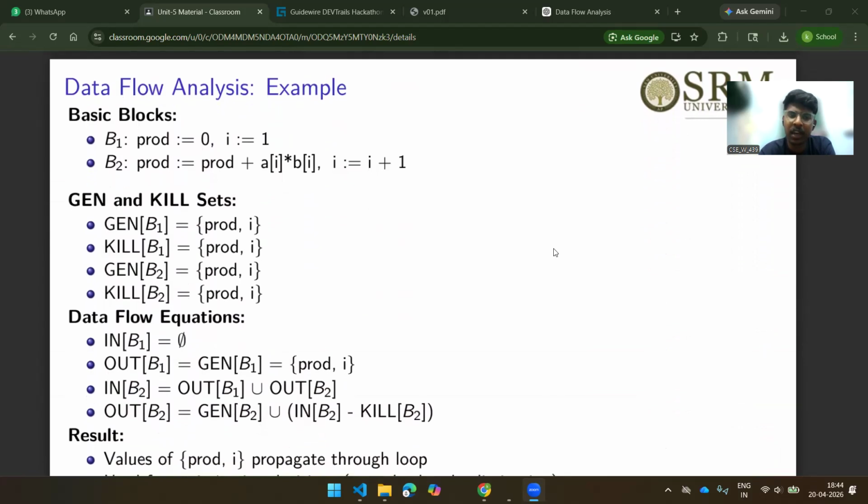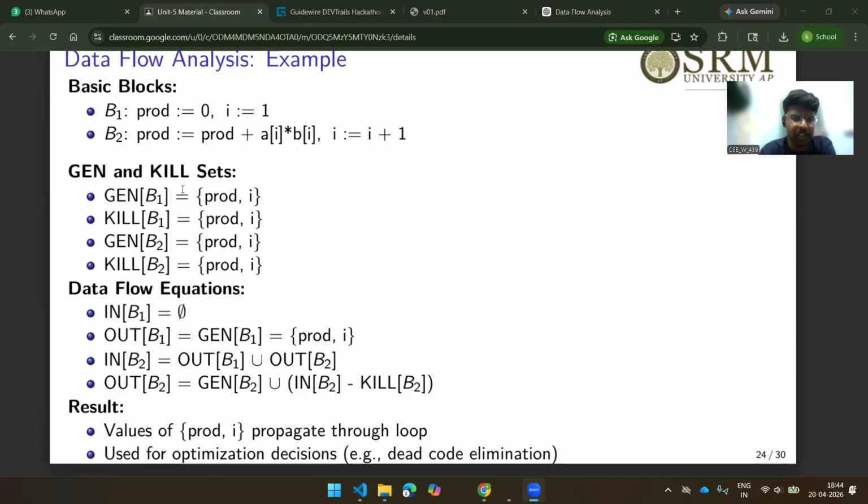So here we have two basic blocks forming loops. Both blocks modify prod and i, so they appear in both gen and kill sets. Initially, B1 starts with no incoming data, but its output feeds into B2.